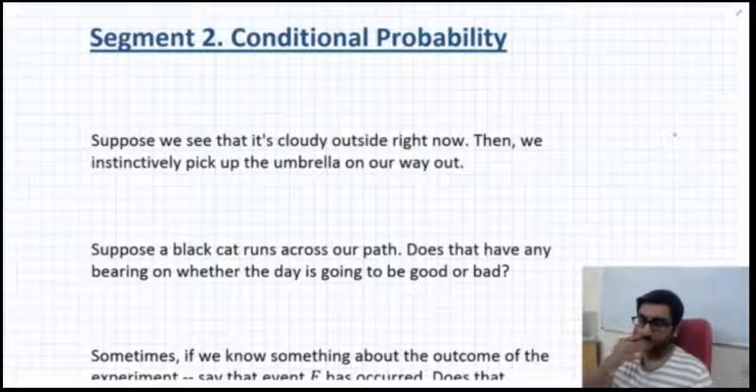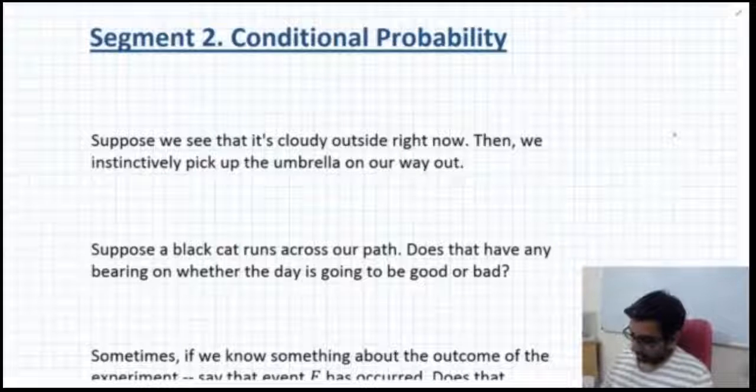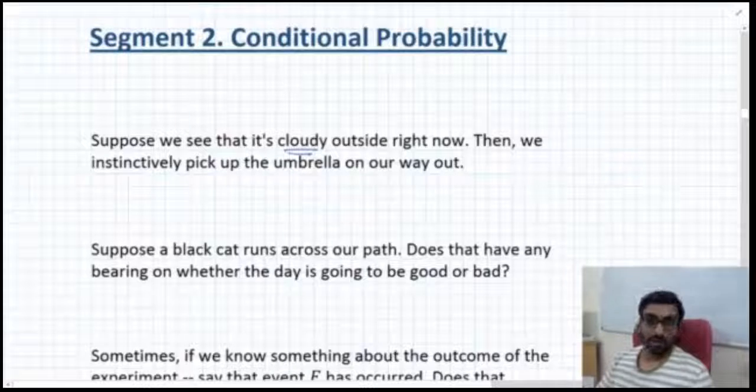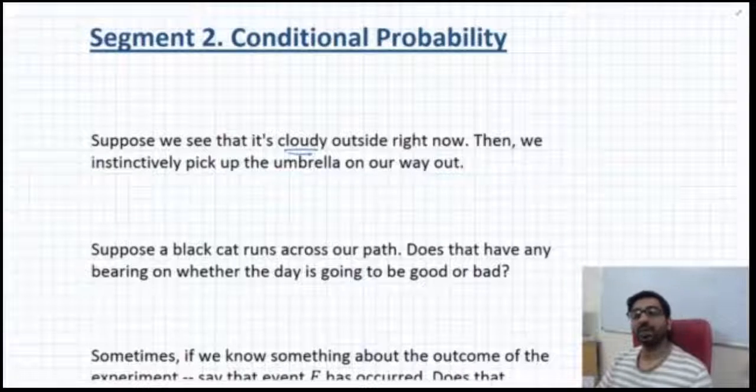Now, the first scenario: suppose you look out of the window and it's a bit cloudy. Then what would you do? You would want to pick up the umbrella on your way out, because if it is cloudy now, then it's likely to be raining in a little while.